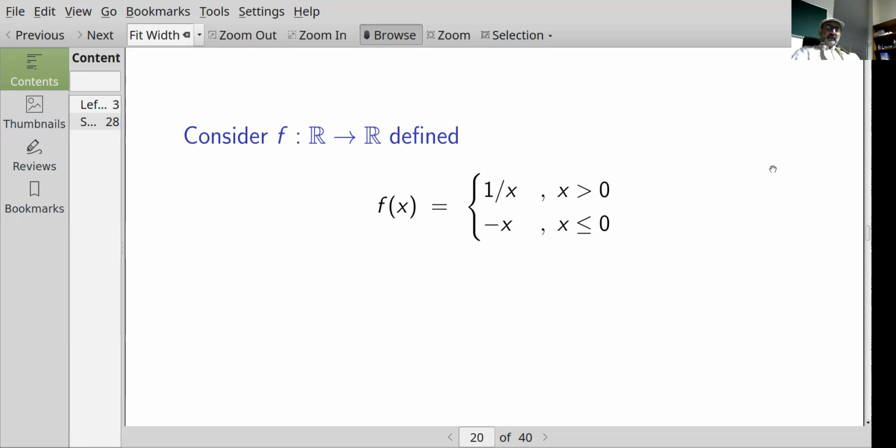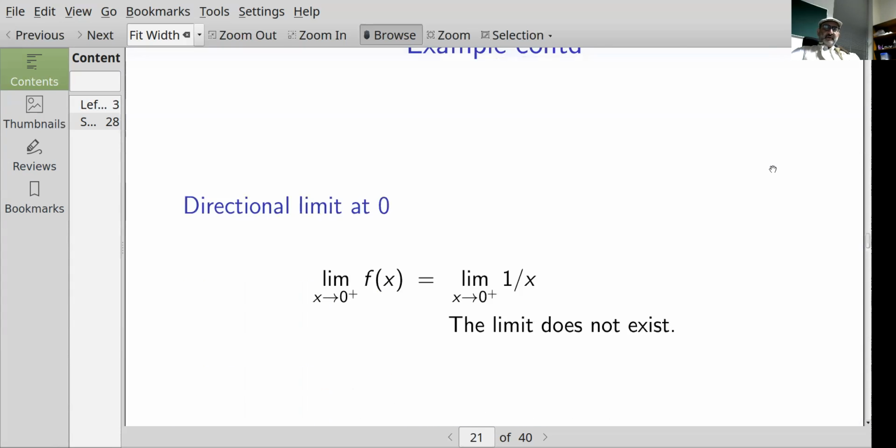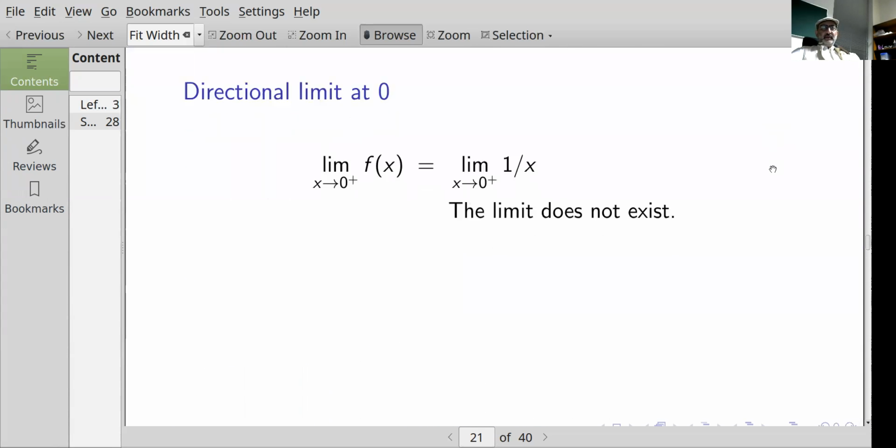Okay, so if we consider the directional limits, the limit as x goes to 0 from the right of f of x. For positive x, f of x is equal to 1 over x. So this is the limit as x goes to 0 from the right of 1 over x. Then we've already discussed that. That does not exist.